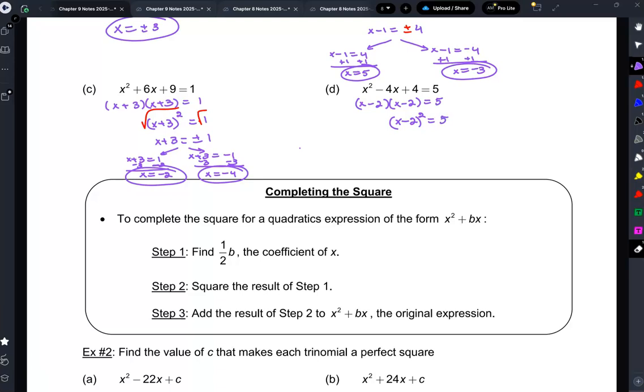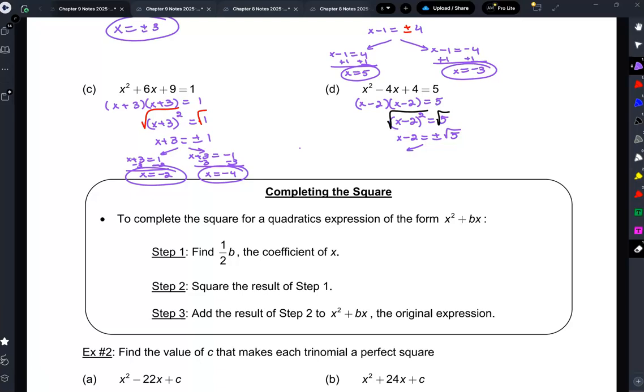Okay? So now what do I do? First, I need to take a square root. And now I have x minus 2 equals plus or minus root 5. Okay, always plus or minus.